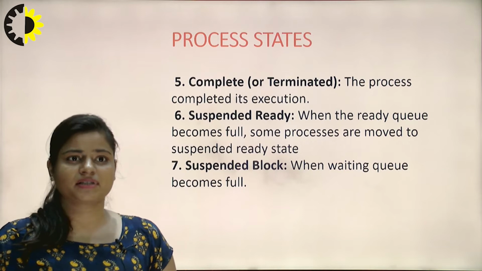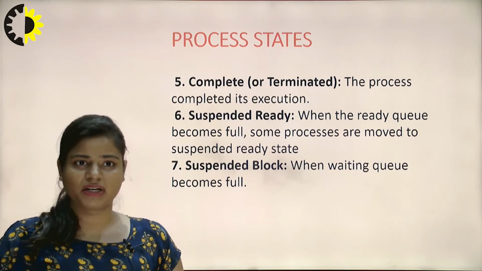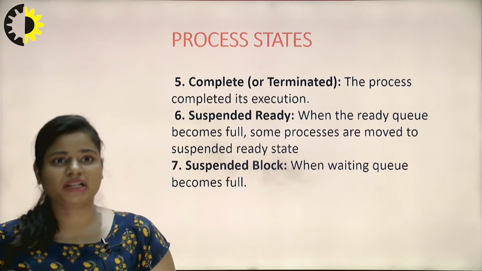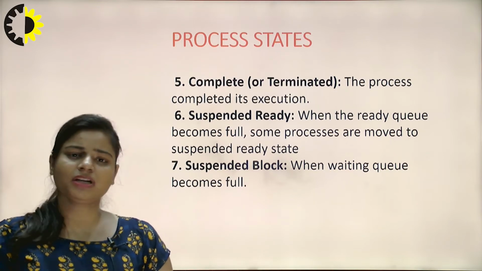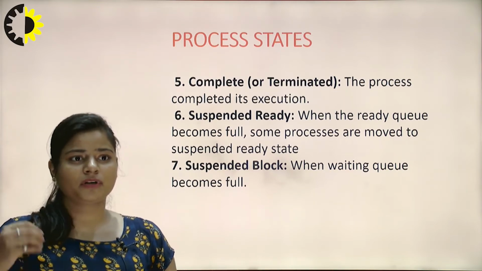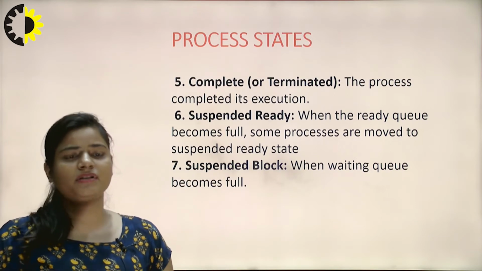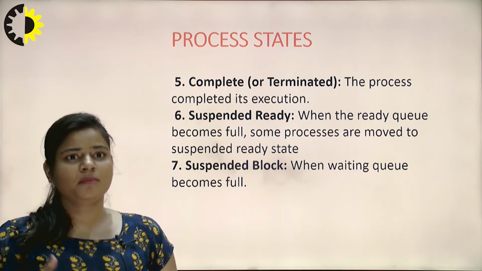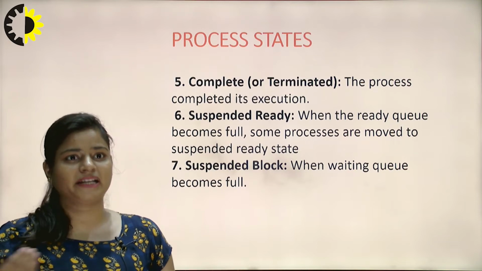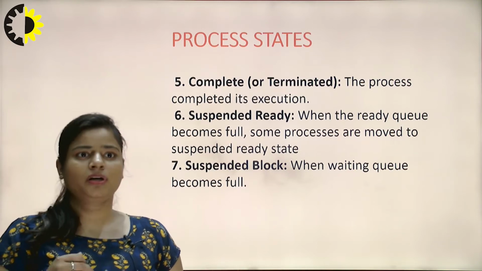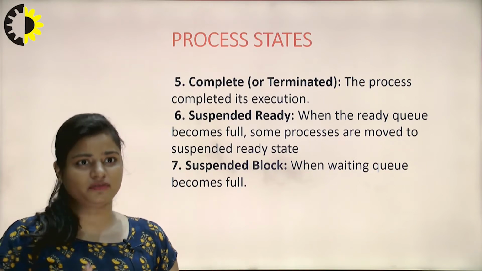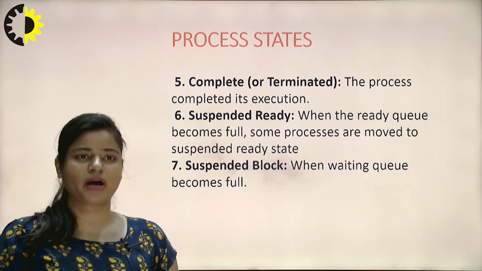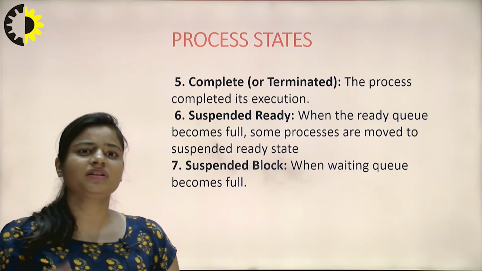The fifth state is complete or terminated. The process has completed its execution. Whenever the process completes its execution, the state becomes the complete or terminated state. Terminated is like this: I have a task of creating this video. After creating this video, I will complete the video, and the completion of the video means the completion of my task. My job was creating the video and my job is done. So I will terminate from here because my task has been done. As the process completes its task, the state becomes the terminated state.